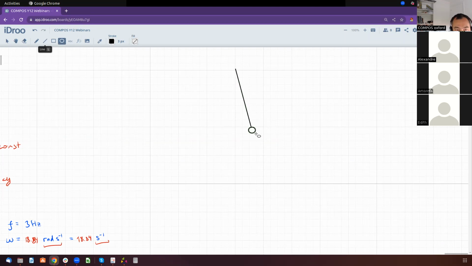Now, let's say you have a pendulum, and when the pendulum is at the bottom of the swing, it has two forces: a tension force and the mg force. So there's no resultant force. But when the pendulum is displaced by x from the equilibrium position, so this is the equilibrium position, this is the displacement, this is x.